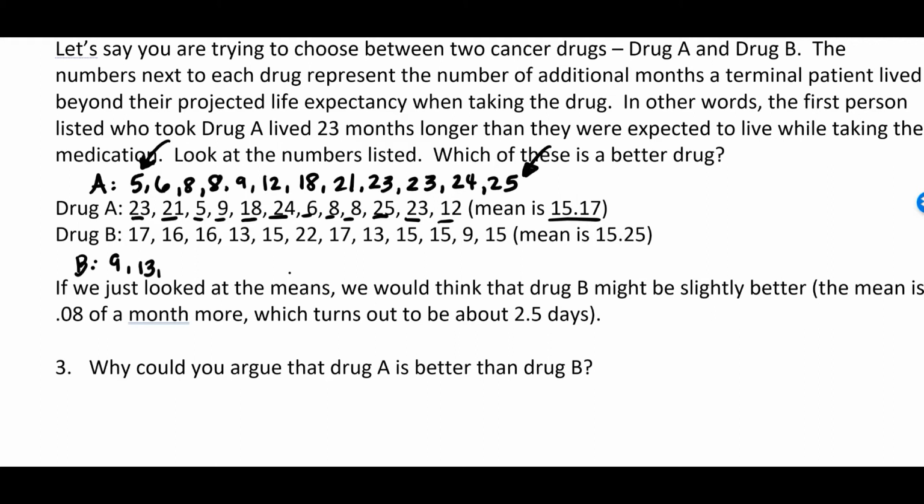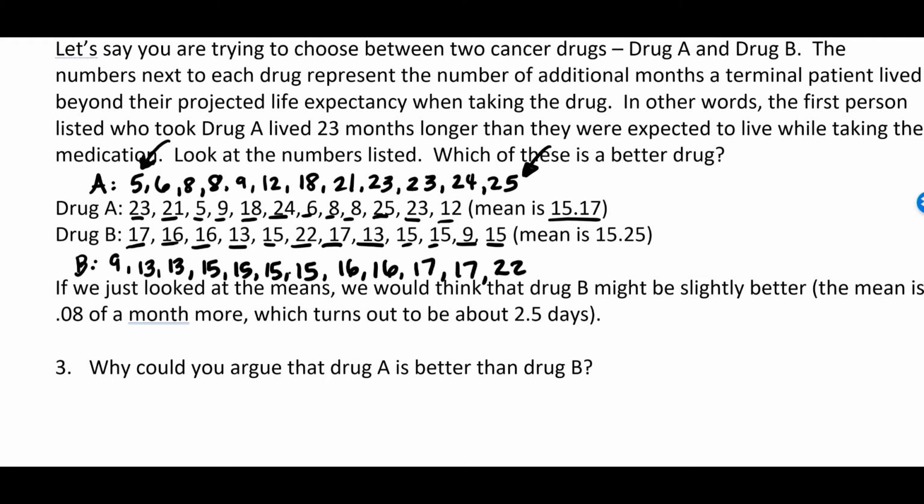All right. So we've got the 9, 13. We've got 2 13s. And then 4 15s. 2 16s. 2 17s. And 22. So it should be 12 values, and counting them, we have 12.